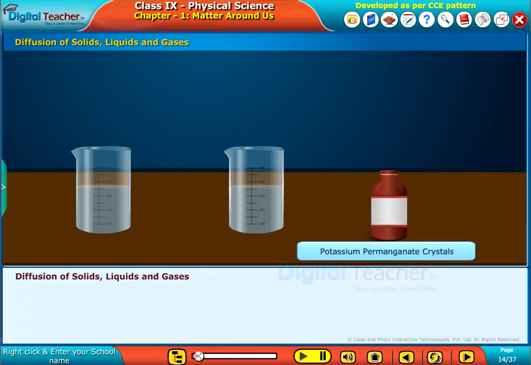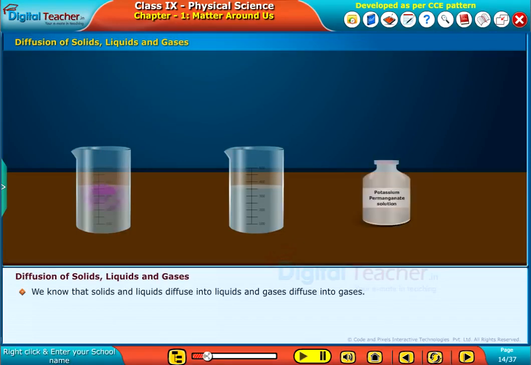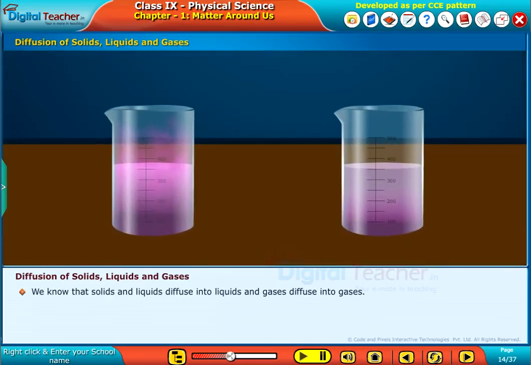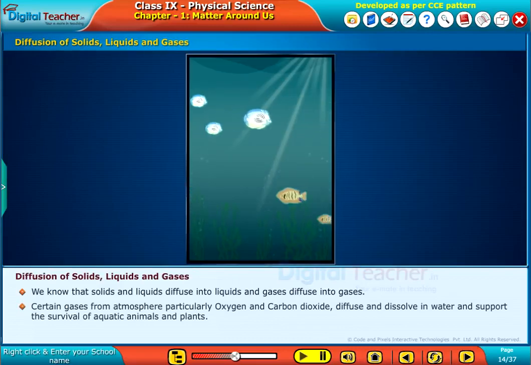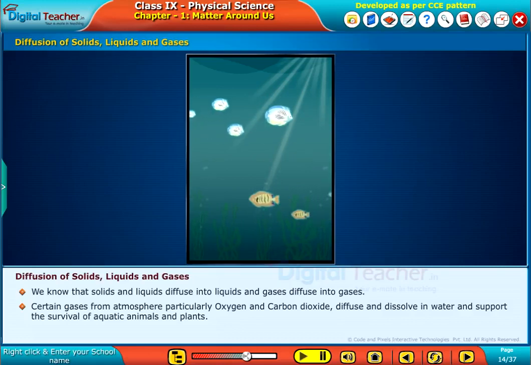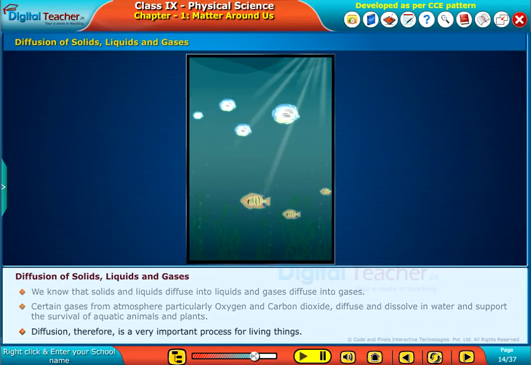Let us know about the diffusion of solids, liquids, and gases. We know that solids and liquids diffuse into liquids and gases diffuse into gases. Certain gases from the atmosphere, particularly oxygen and carbon dioxide, diffuse and dissolve in water and support the survival of aquatic animals and plants. Diffusion, therefore, is a very important process for living things.